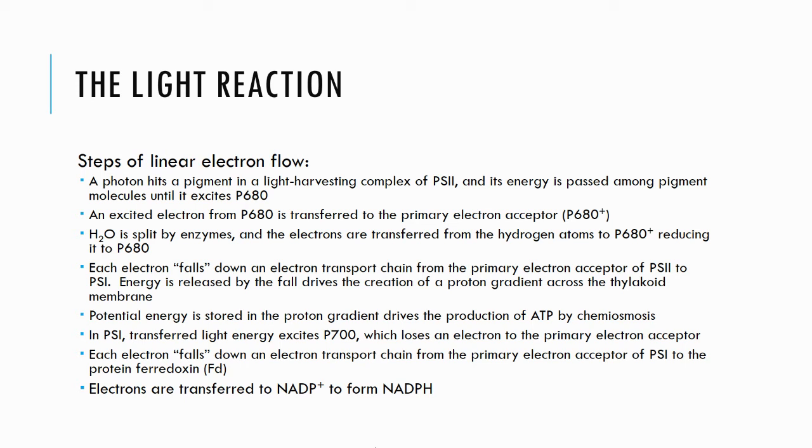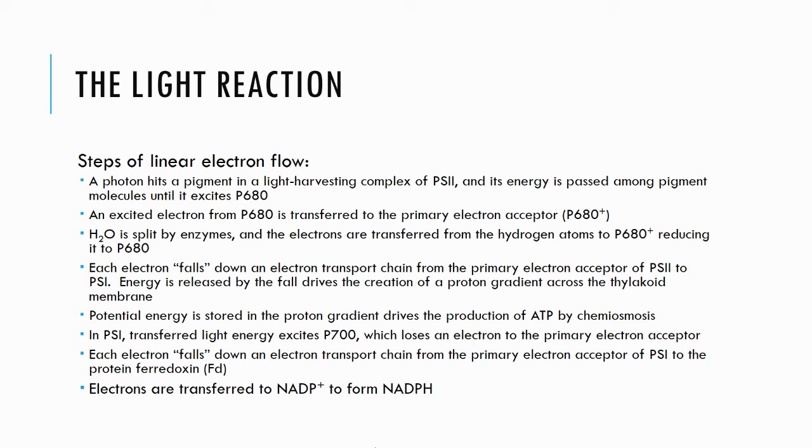Energy is released by the fall and drives the creation of a proton gradient across the thylakoid membrane. Potential energy is stored in the proton gradient and drives the production of ATP by chemiosmosis. In PS1, or photosystem 1, transferred light energy excites P700, which loses an electron to the primary electron acceptor. And then again, each electron falls down an electron transport chain from the primary electron acceptor of photosystem 1 to the protein Fd. And then electrons are transferred to NADP+ to form NADPH.